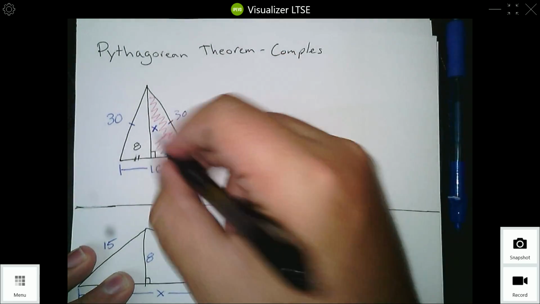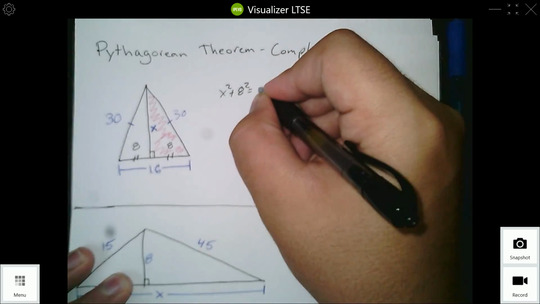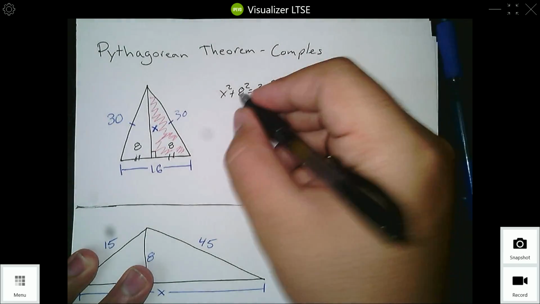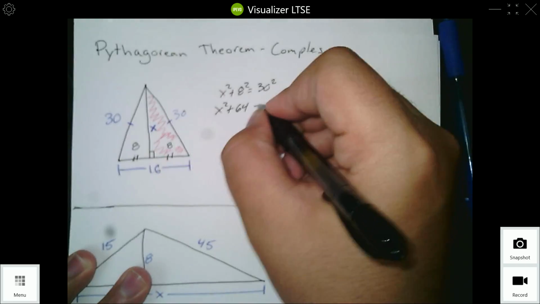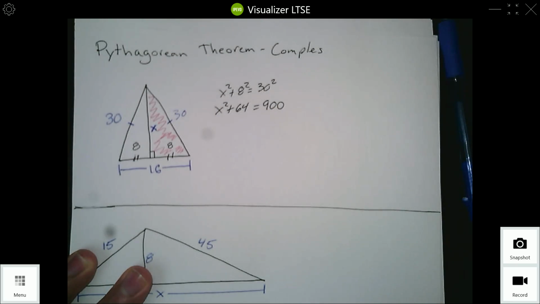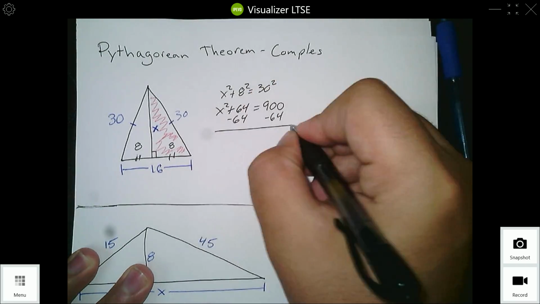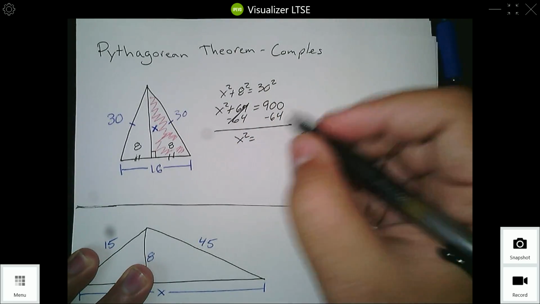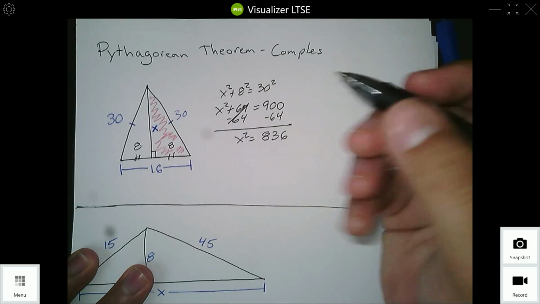So I'm going to set that equation up now. I'm going to say x squared plus 8 squared is equal to 30 squared. I can put those in my calculator, and we end up with x squared plus 64 is equal to 900. We need to get x squared by itself, so we're going to subtract 64 on both sides. That's going to leave us with x squared is equal to 836.